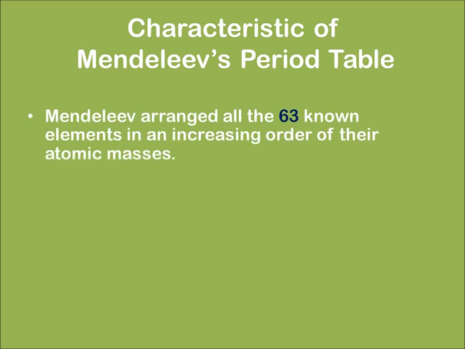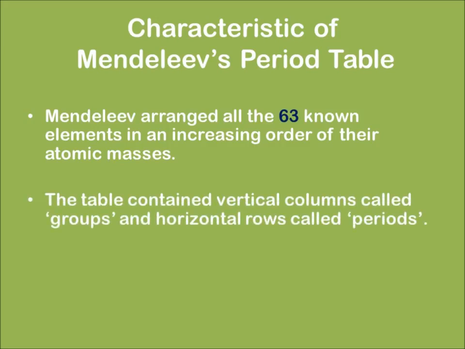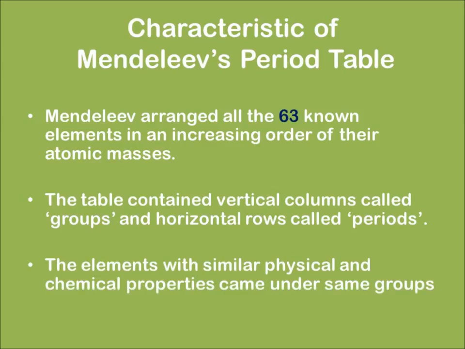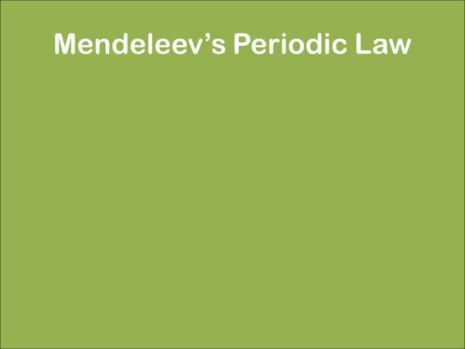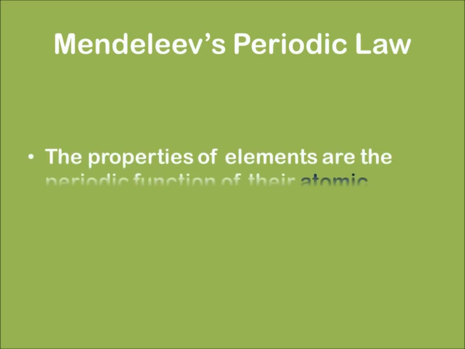Characteristics of Mendeleev's periodic table. Mendeleev arranged all the 63 elements known then in the increasing order of atomic masses. This table contained vertical columns known as groups and horizontal rows called periods. Elements with similar physical and chemical properties come under the same group. Mendeleev's periodic law: the properties of elements are a periodic function of their atomic masses.